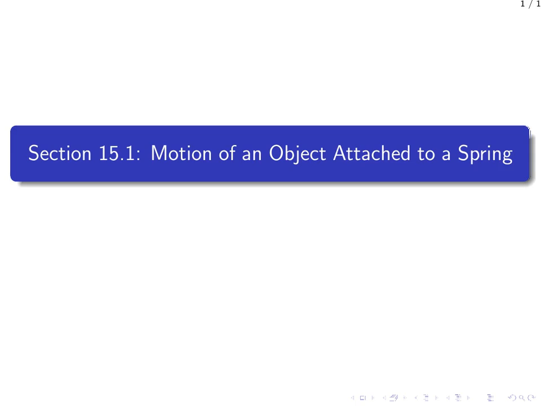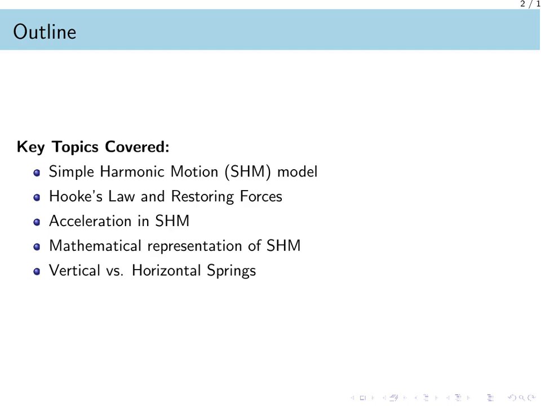Section 15.1. Motion of an object attached to a spring. In this session, we will explore the fundamental concepts of oscillatory motion. Our outline includes the simple harmonic motion model, understanding Hooke's law and the nature of restoring forces, and analyzing acceleration within this framework. We will also look at the mathematical representation of these systems and compare how the physics applies to both vertical and horizontal springs.